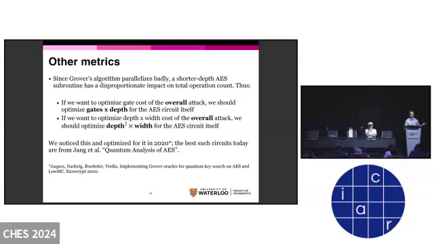So we worked out the details on this. If we wanted to optimize the gate cost of the overall Grover search, then within the AES circuit, what we should optimize is gates times depth, and similar for the depth times width.